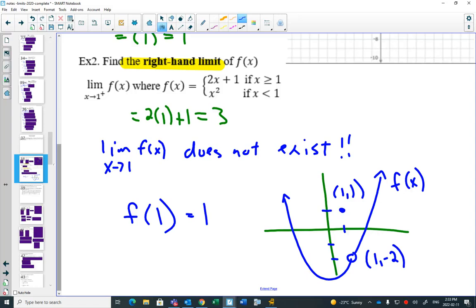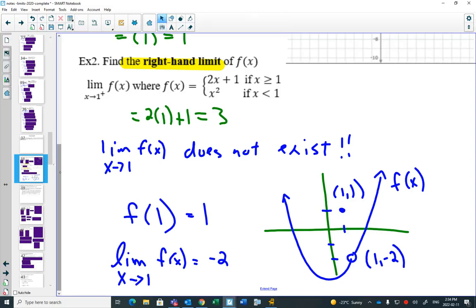Okay? The limit as x gets close to 1 of this function is negative 2. So when you plug in 1, the answer is 1. But if you get close to 1, you get closer and closer to negative 2.